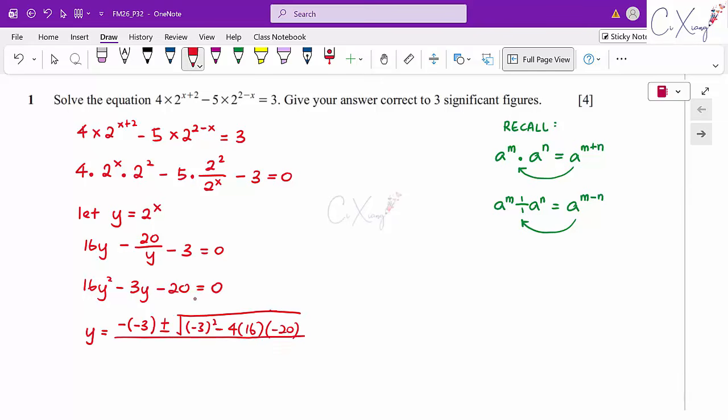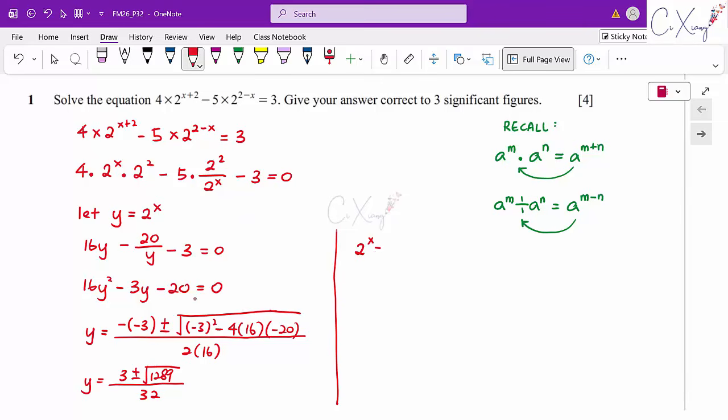Divided by 2a. So divided by 2 multiply with 60. Okay, then basically you'll be having y equals to 3 plus minus square root 1289 divided by 32. Okay, so I try to solve it further. I'm having 2 answers for the y. So y is 2 power x, right?